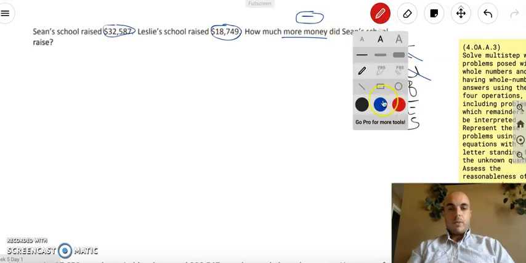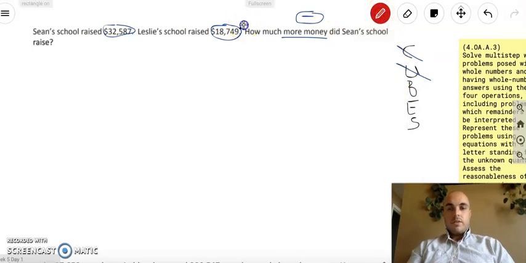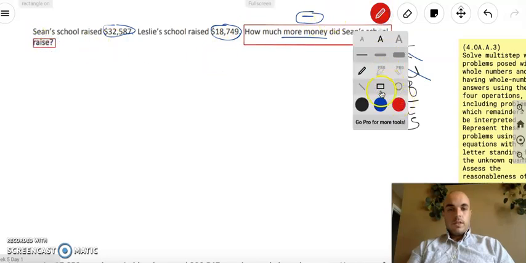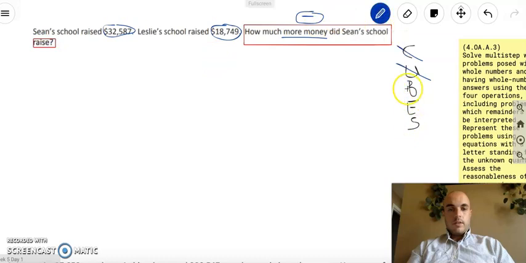All right, then we need a box. What's being asked of us? Yep, just like that. Eliminate unnecessary information. We could eliminate Sean's school here, and we can eliminate Leslie's school here, just so we can really focus on what's being asked here. Okay, now let's solve. So all I need to do here is subtract the two. This is a really easy one to start us off with.